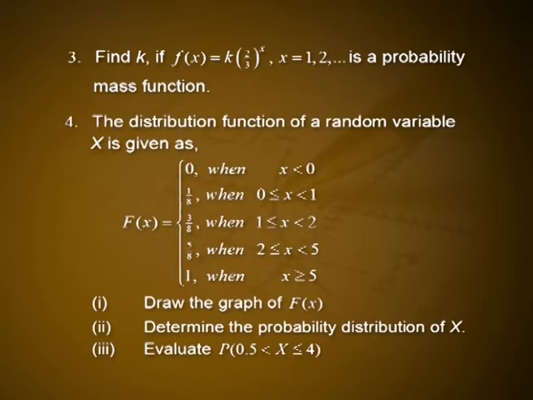4. The distribution function of a random variable X is given as F(x) equal to 0 when x less than 0, 1/8 when 0 less than or equal to x less than 1, 3/8 when 1 less than or equal to x less than 2, 5/8 when 2 less than or equal to x less than 5, and 1 when x greater than or equal to 5. Number 1, draw the graph of F(x). 2. Determine the probability distribution of X. 3. Evaluate P(0.5 less than X less than or equal to 4).